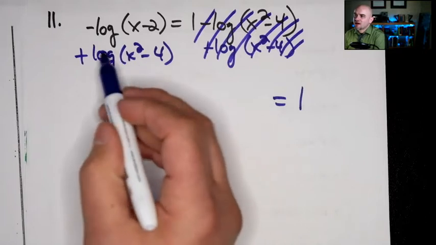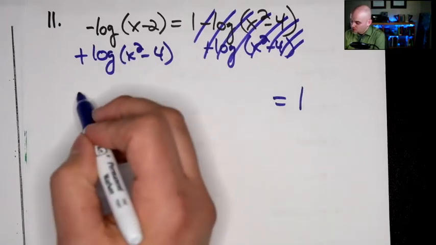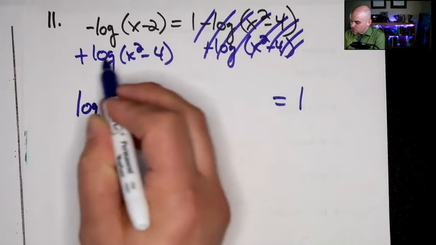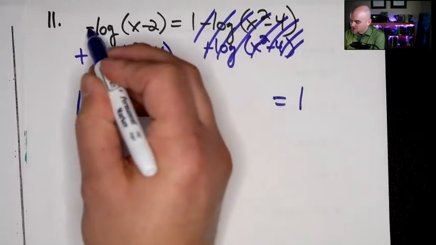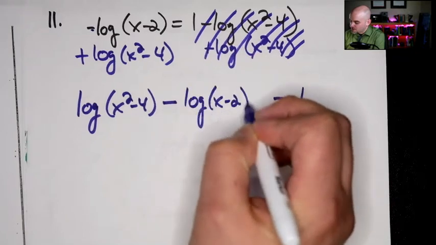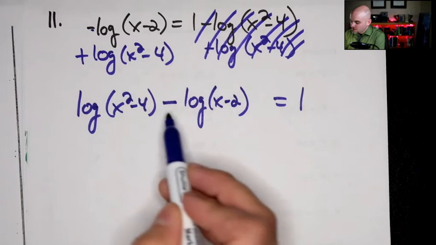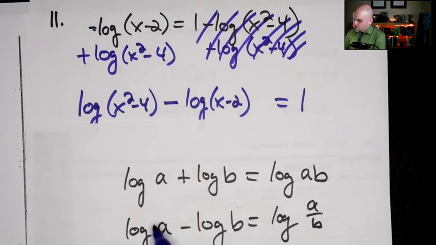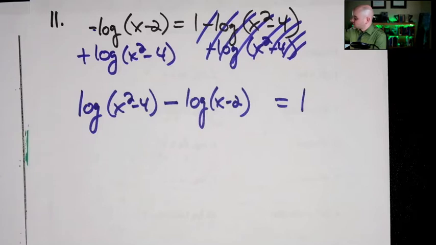On the left side, I can't combine these two. I'm just going to write it out like this: the log of x squared minus 4, that's this first one, minus, because it's got a negative there, the log of x minus 2. And now look what I've got. Now I can use one of those properties. Let's pull that back down here. If you have the same base, you can say log a minus log b equals the log of a over b. And that's what I'm going to do with this.